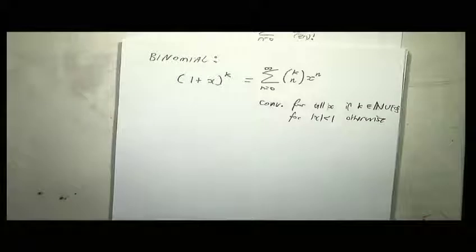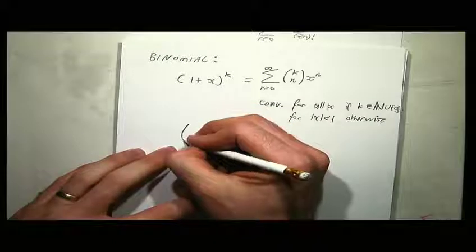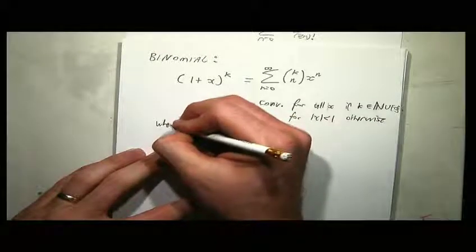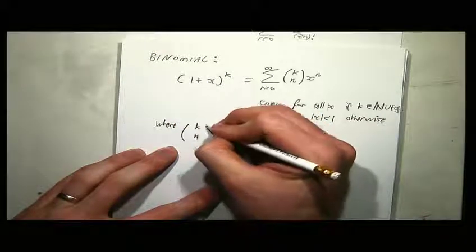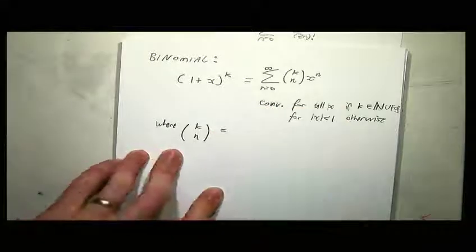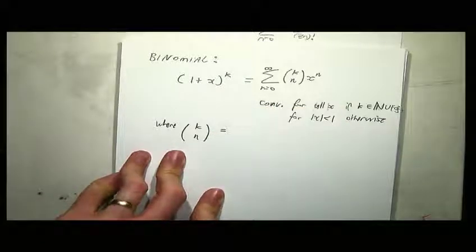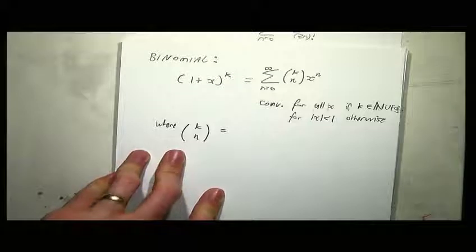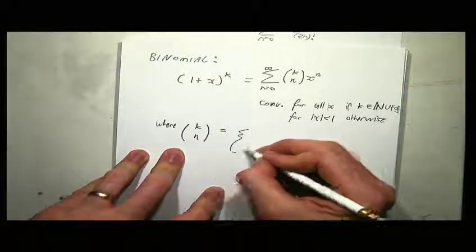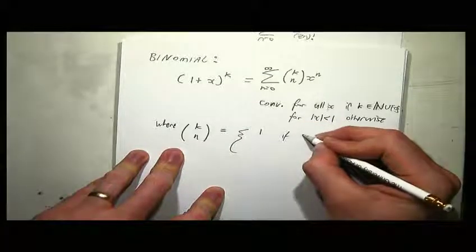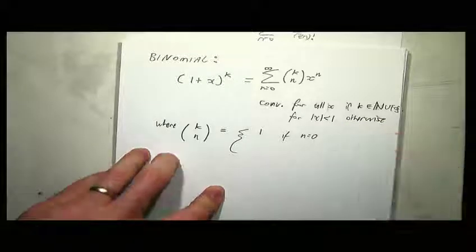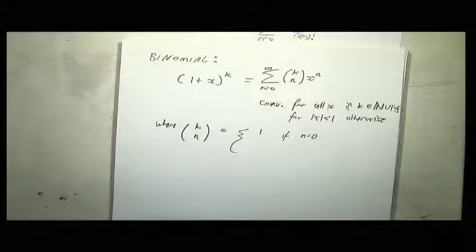Okay. So here we go. The other thing that makes this work is our definition of k choose n. There's two parts to this definition. The definition is 1 if n equals 0. It's always 1 if n is 0.